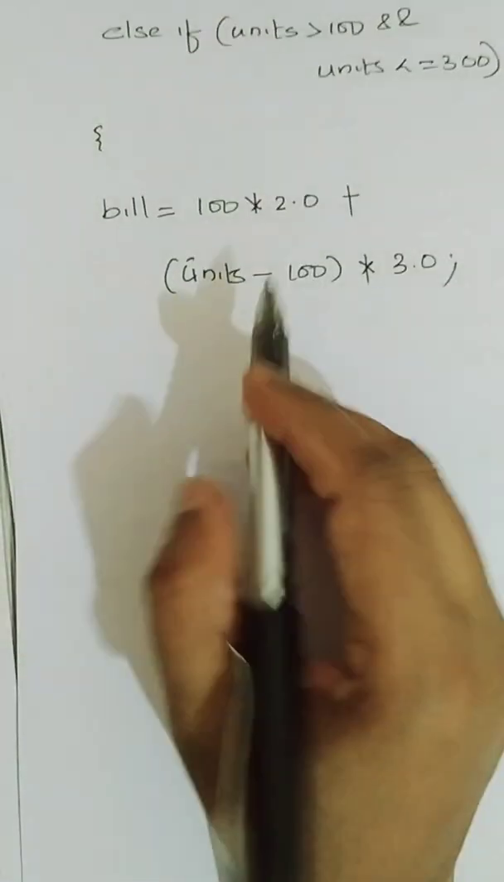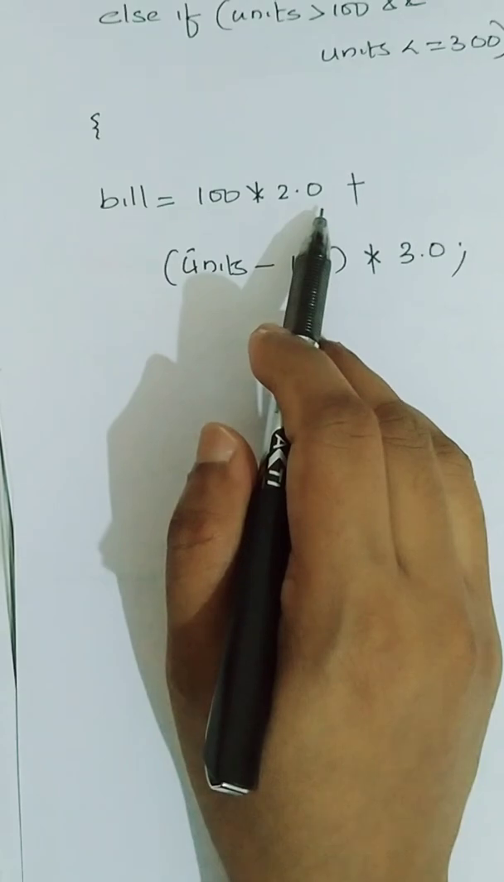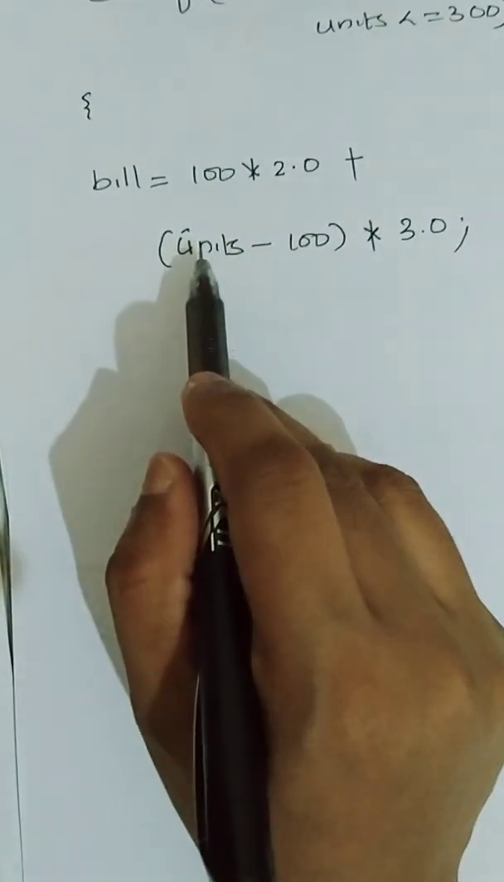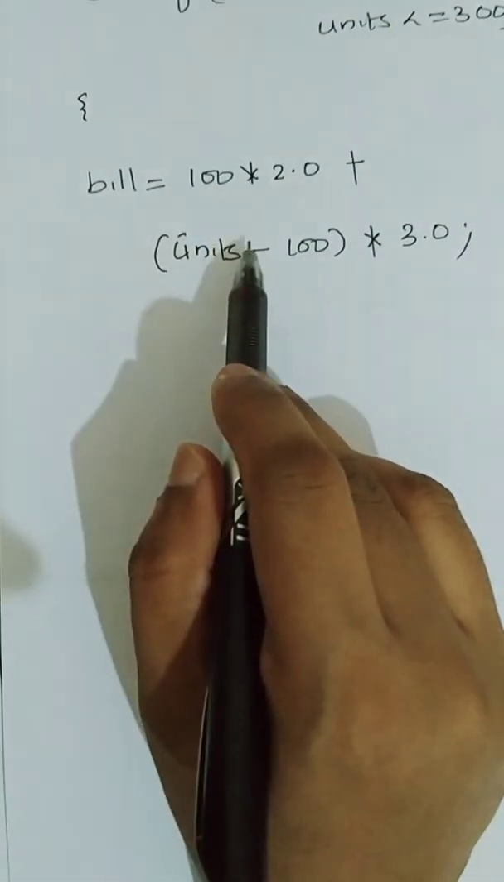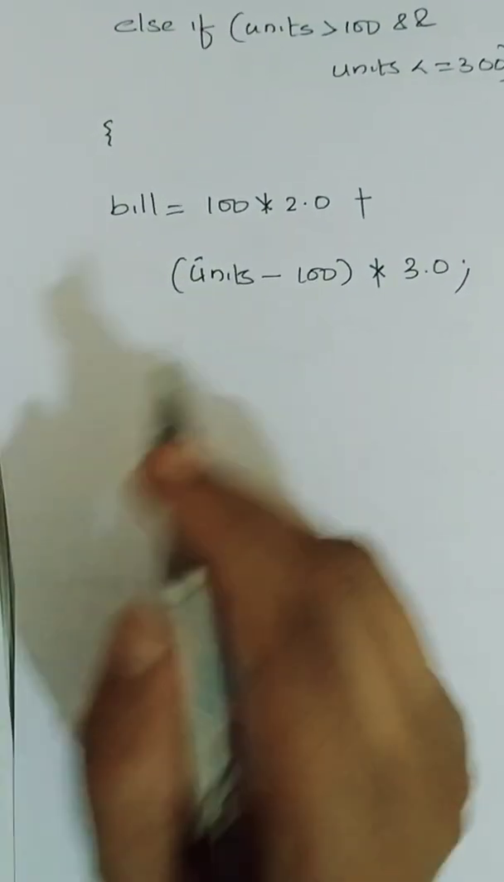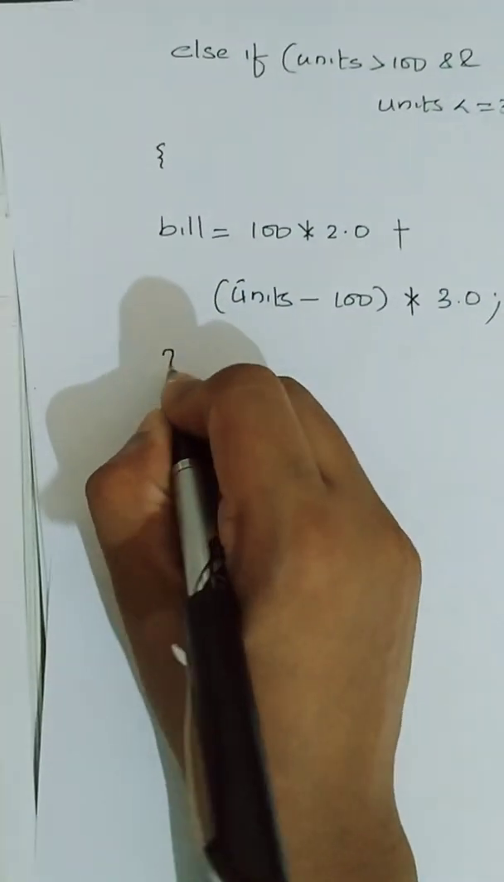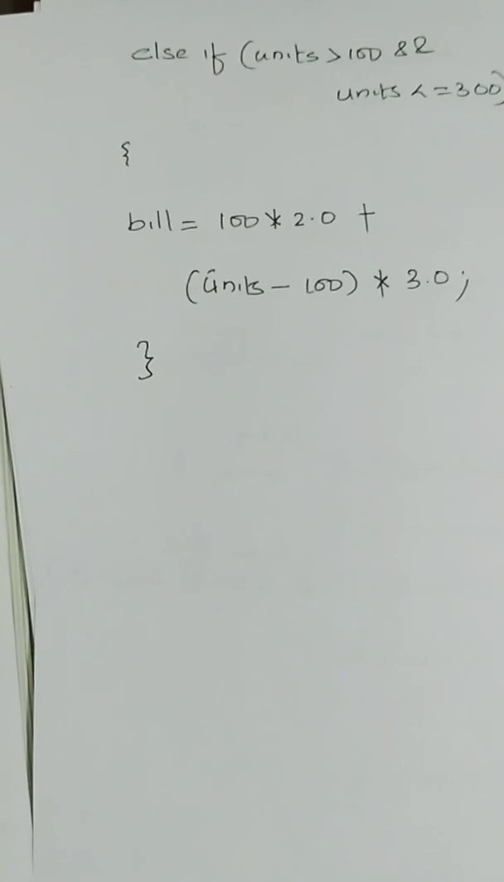Clear about this? This is for the first 100 units 2 rupees, and the remaining portion, if it is 150, 150 minus 100, 50. 50 is 3 rupees. This way you have to calculate. Okay. So I have done the calculation.